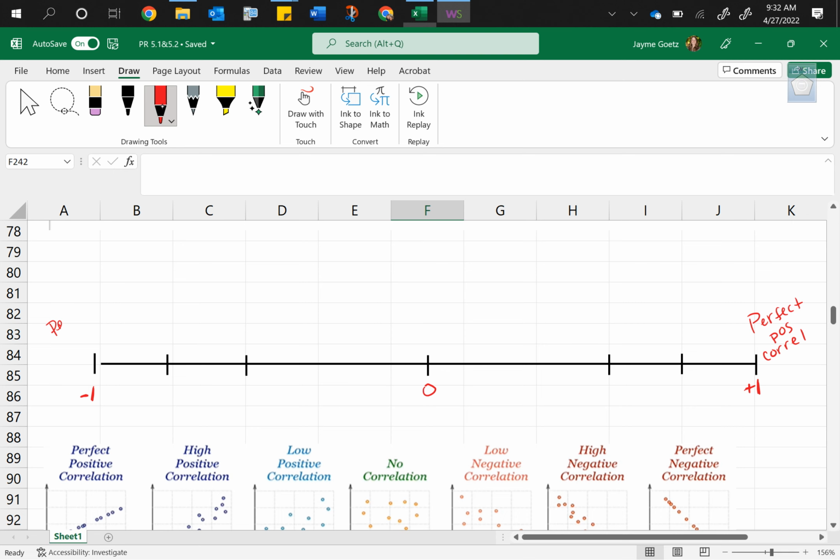Now, in the middle, if you have an R value of 0, we already said that means there is no relation. An R value of 0 means there is no relation.